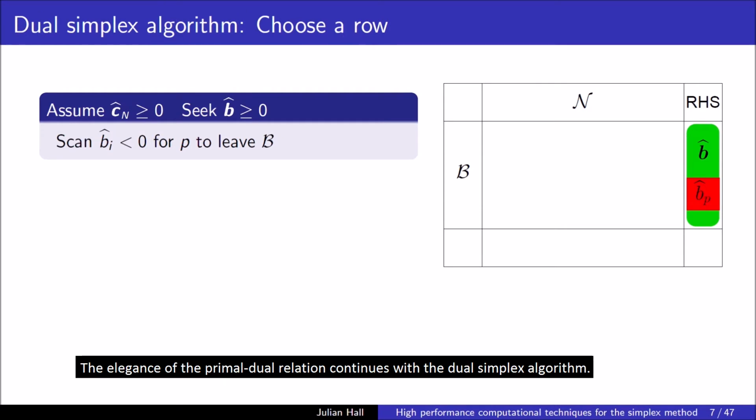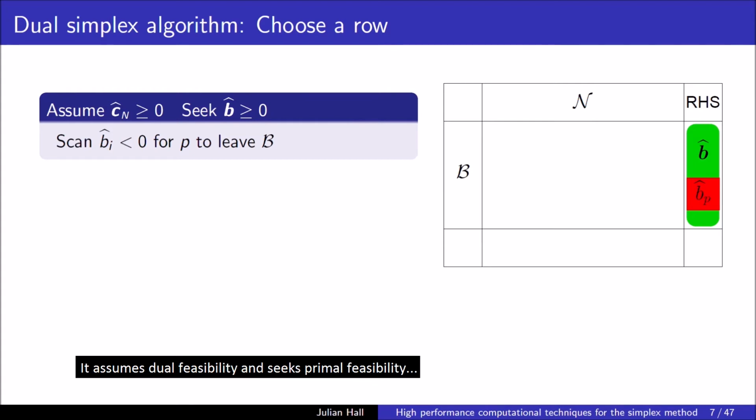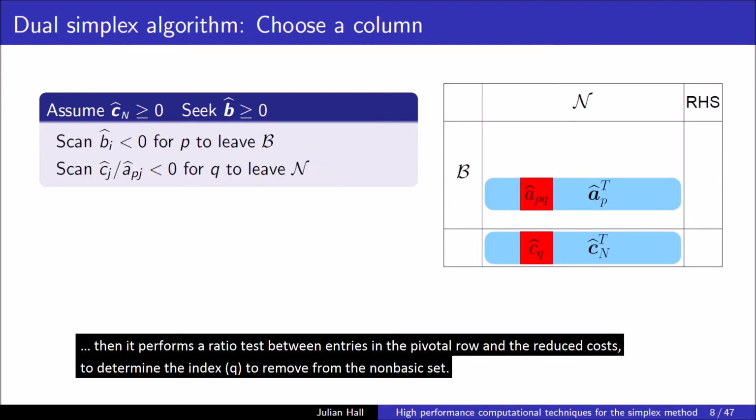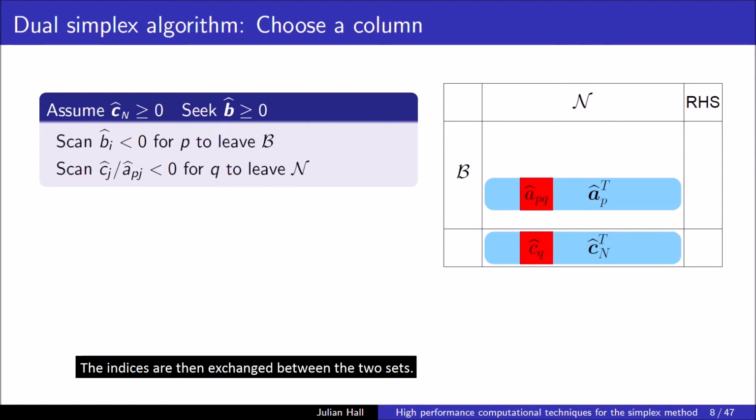The elegance of the primal-dual relation continues with the dual simplex algorithm. It assumes dual feasibility and seeks primal feasibility, and can be viewed as the transpose of the primal algorithm. First, it scans the primal infeasibilities for an index P to remove from the basic set. Then it performs a ratio test between entries in the pivotal row and the reduced costs, to determine the index Q to remove from the non-basic set. The indices are then exchanged between the two sets.